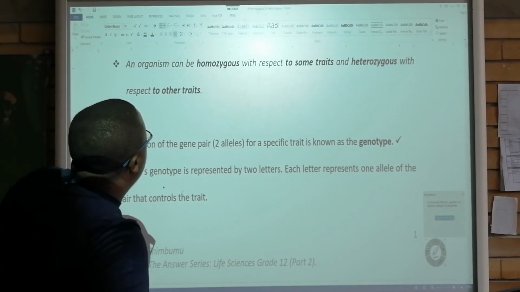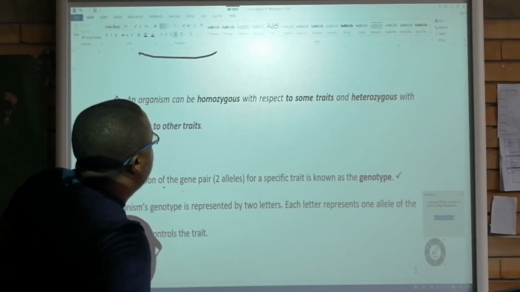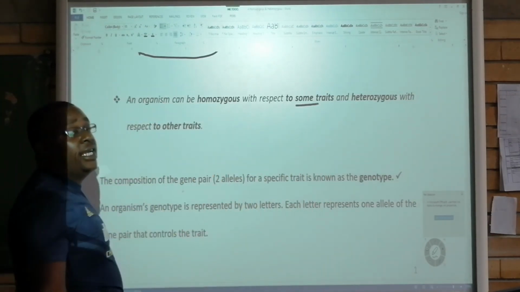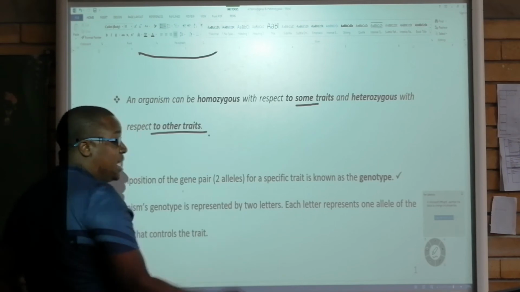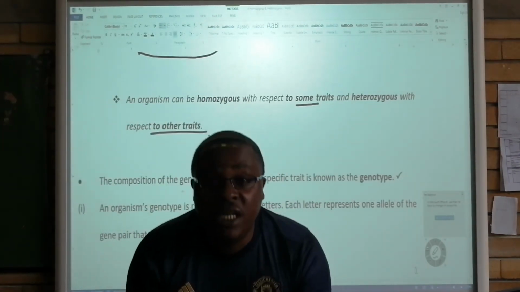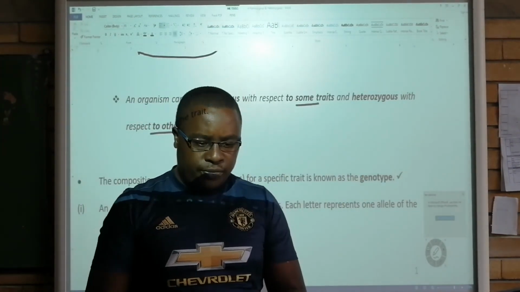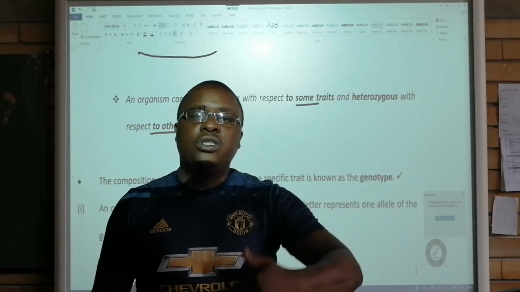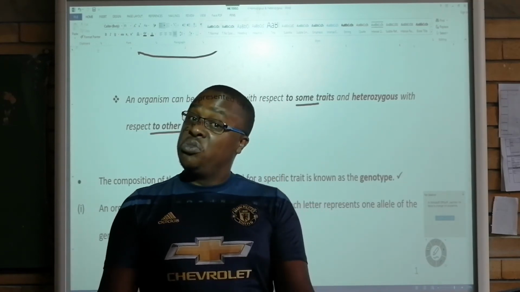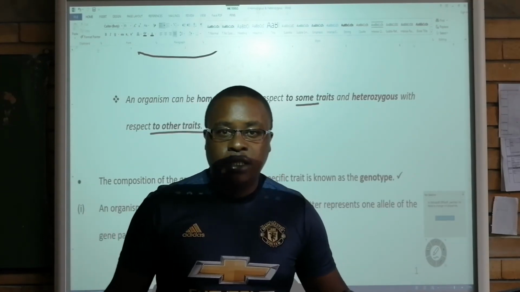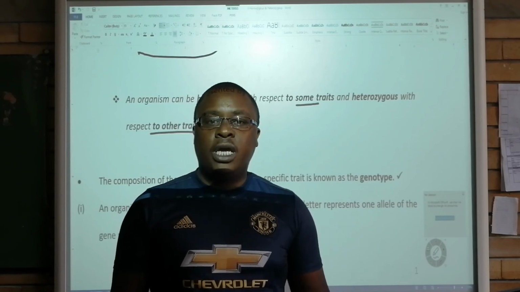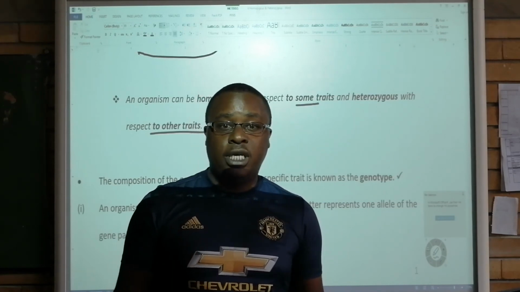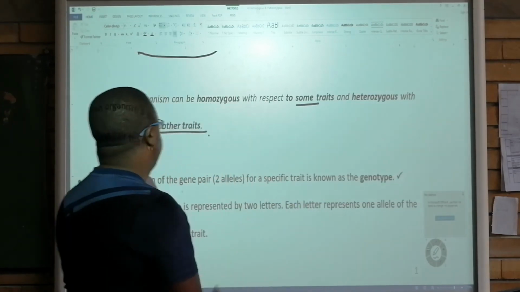And then an organism can be homozygous with respect to some traits and heterozygous with respect to other traits. In other words, what we're trying to say is this. A pea plant is a plant with many characteristics. Within those many characteristics, some are homozygous for the dominant, some are homozygous for the recessive, and some different traits within the same pea plant can also be heterozygous. Okay. Right.